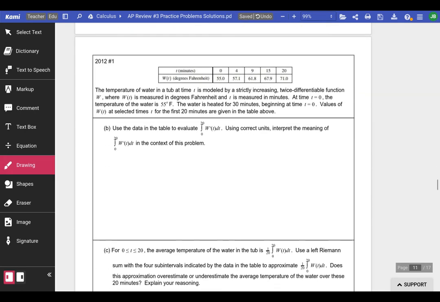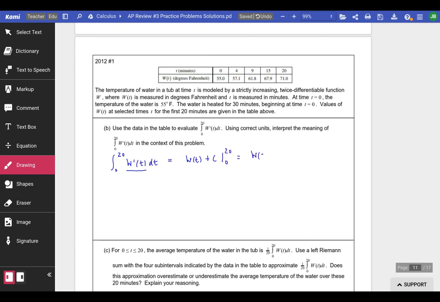All right, so part B now says use the data in the table to evaluate this integral, and then again interpret the meaning of that integral in the context of this problem. So if I have this integral, in order to evaluate an integral, I know that I have to take the antiderivative of the function. Well, the antiderivative of w prime of t is just w of t plus c, and we're going to evaluate that from 0 to 20.